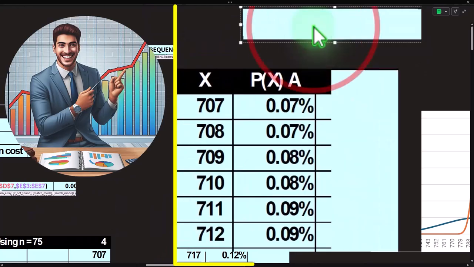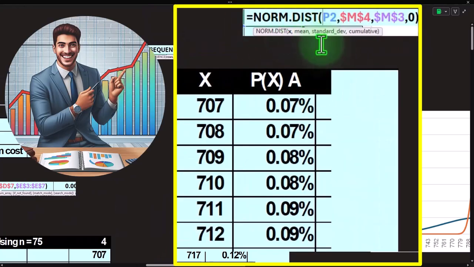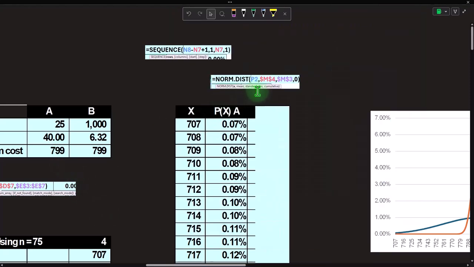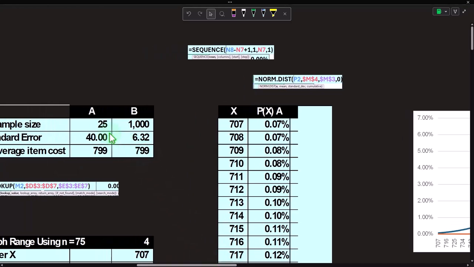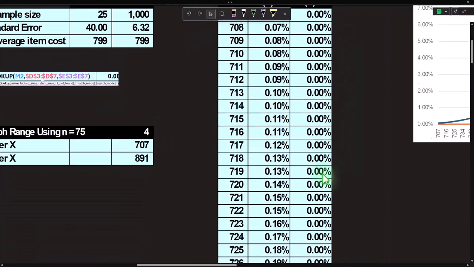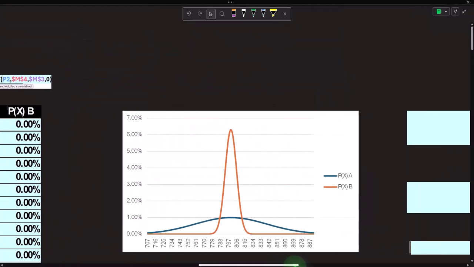And then we calculated the p of x or f of x. This is NORM.DIST, and then we took the x, which is this, and the mean, which we said was 799 here, and then we took the standard deviation, which for A was this one, and then the cumulative. It's not going to be cumulative. That's a zero. And then for B, same thing, NORM.DIST. So we took X, which was this, the mean, which is 799, the same, and then the standard deviation, which is for the second one. That's what changed because we had a different sample size, 6.32, and then it's not cumulative. We graphed those out, and then we plotted those just using a line graph this time.